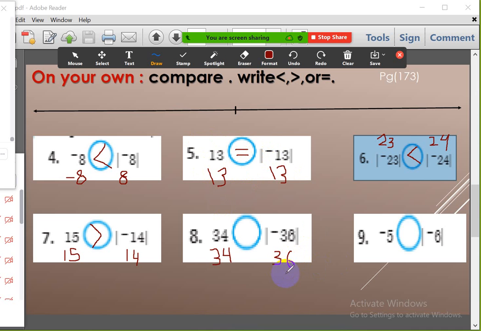Now compare between 36 and 34. Which one is the greater, 36 or 34? Of course 36 is greater than 34, so the sign goes to this side. Now negative 5 and the absolute value for negative 6. What is the absolute value for negative 6?